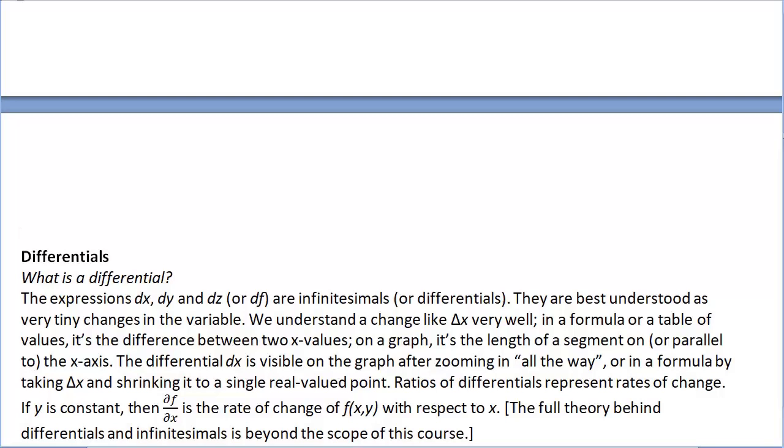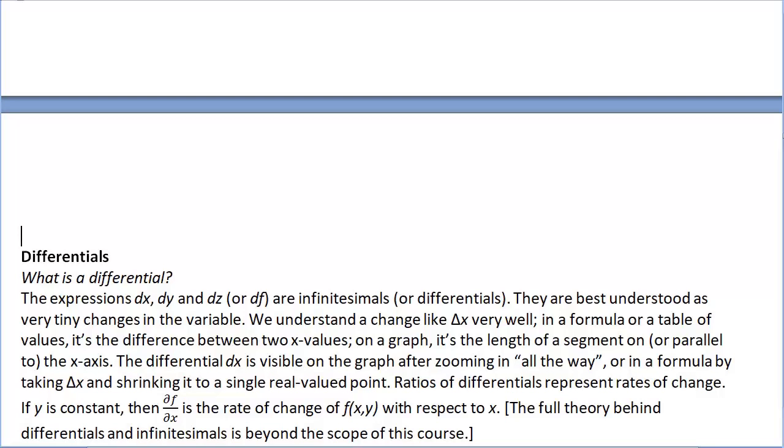Let's take a look at the topic of differentials. So the first question to ask is, what is a differential? The expressions dx, dy, and dz, which can also be written df, are infinitesimals, which we also refer to as differentials. Now, you've certainly encountered these expressions before, but you may not have thought about or discussed what they meant.